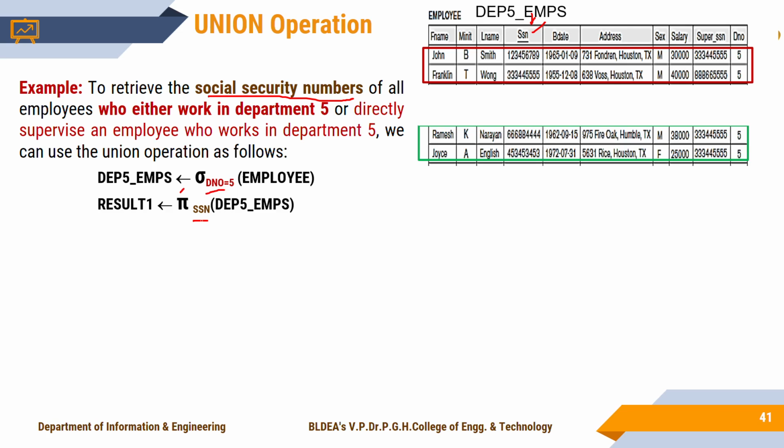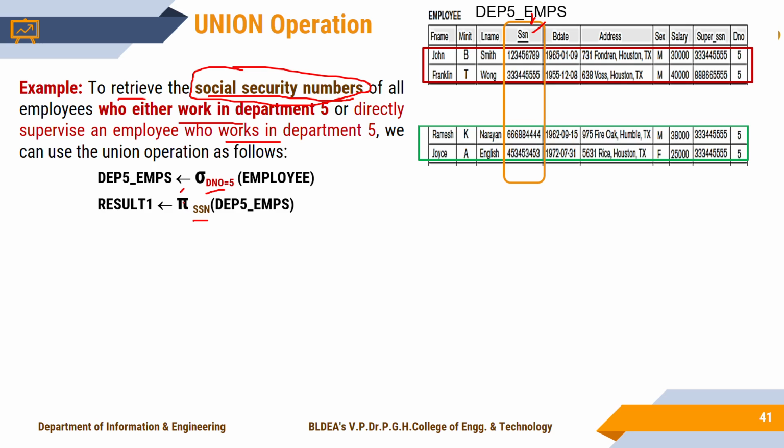So which attributes do you want to select? You want to select only the social security number, because that is what you want to retrieve here. This is your retrieving information. Whatever you want to retrieve, you specify with the help of pi, and the conditions you have in the query, you specify with the help of sigma. Sigma specifies the condition and pi selects the output attributes. So which attribute does it select here? SSN. Only this attribute you want to select.